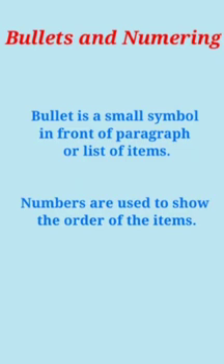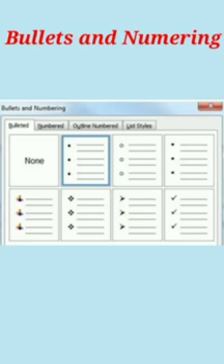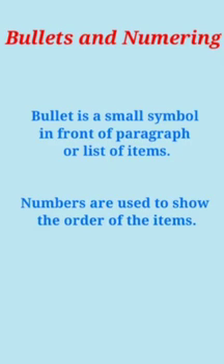Now bullets and numbering. Students, sometimes you must have seen, before any paragraph or item list, some special marks or symbols indicating that list. Do you know what these symbols are? These are bullets. Bullets are small symbols in front of a paragraph or list of items. Bulleted lists are used when the order of appearance of items in a list is not important, but numbers are used to show the order of the items. You can understand it this way.